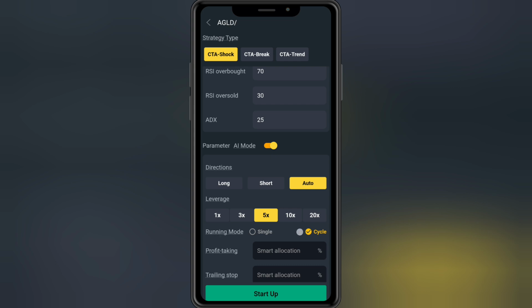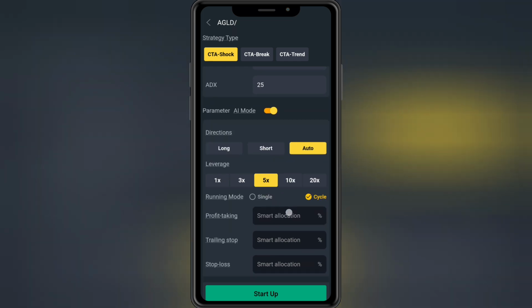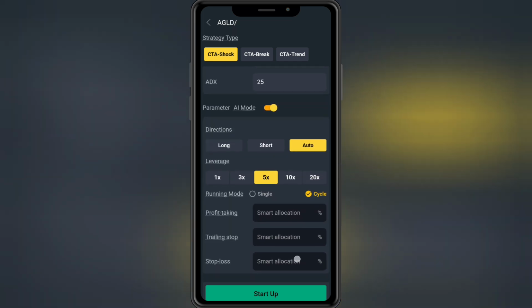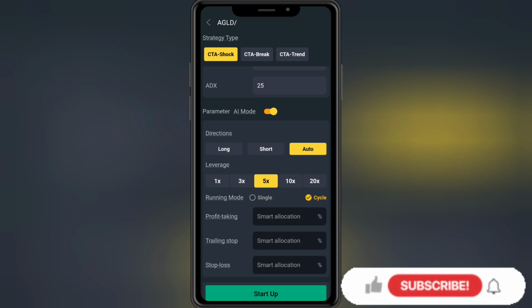Then the running mode here, I'm going to put it in cycle. You can put it in single, but I encourage you to put it in cycle. This is because if you put it in single, remember this coin, it is going to buy and set both the stop loss and take profit. Now when it sets these two, the coin may go against you and it sells at a loss. So if you had put it in single, it is going to sell at a loss and close that trade and it disappears.